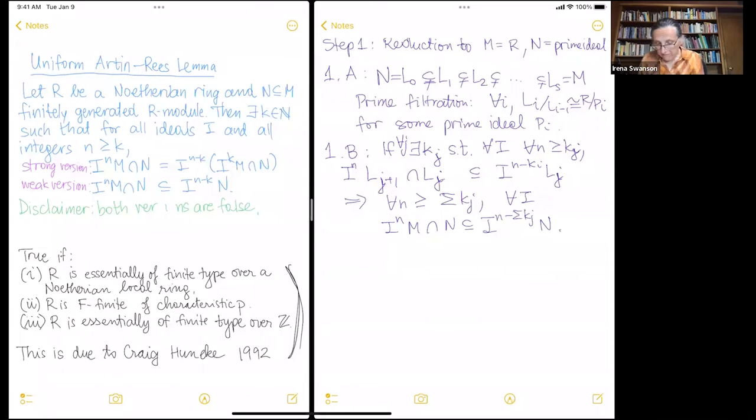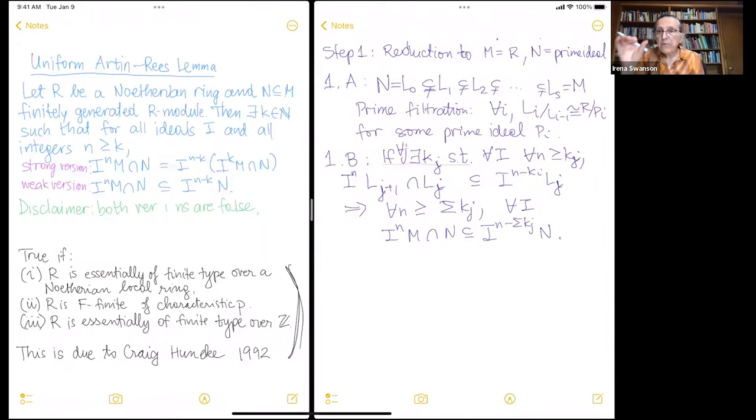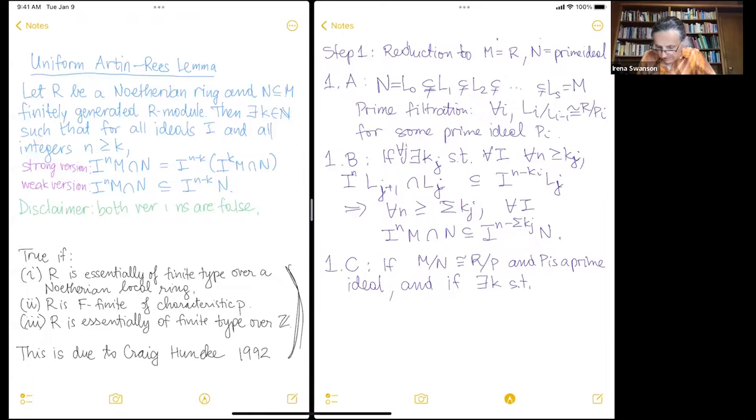Okay, so we have a prime filtration. If we can prove the result for each one of the adjacent modules, then we know it also for the big chain, right? And then the final reduction is, we reduce to the case where M mod N is isomorphic to R mod P and P is a prime ideal. If there exists k such that for all integers n bigger than or equal to k, and for all ideals I, I to the n intersected with P is containing I to the n minus k times P, then we conclude that I to the n M intersected with N is containing I to the n minus k times N.